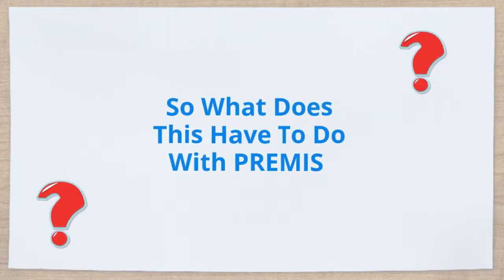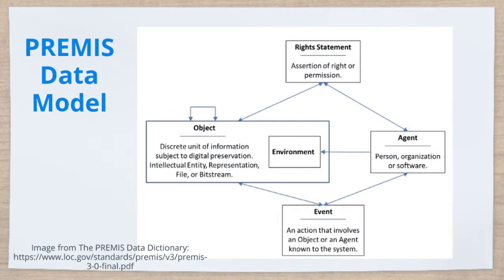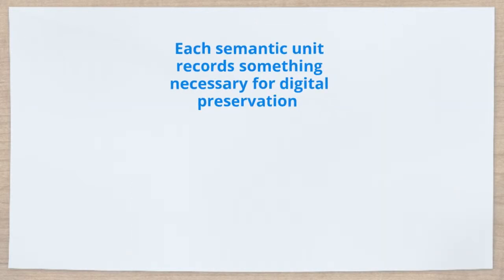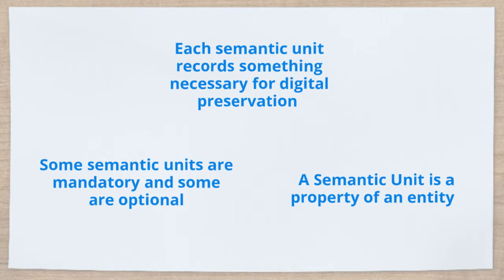So how does this fit in with PREMIS? PREMIS is a resource that helps to implement and record preservation metadata. PREMIS is based on this data model which shows how four entities are related to each other. Each entity then has semantic units that are either mandatory or optional to be recorded as metadata. A semantic unit is defined as a property of an entity.